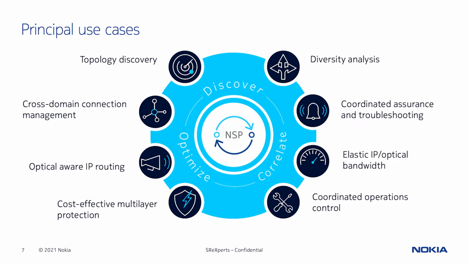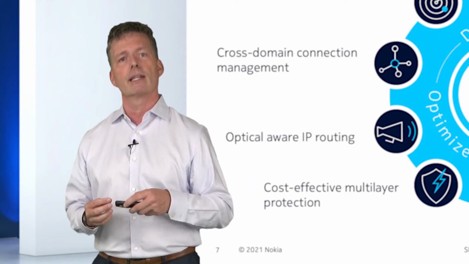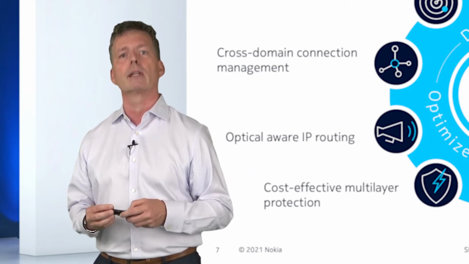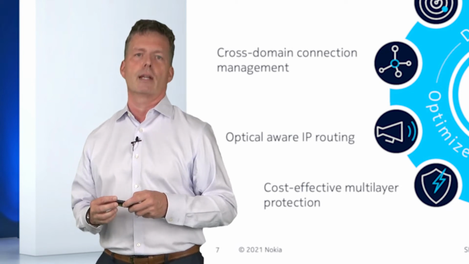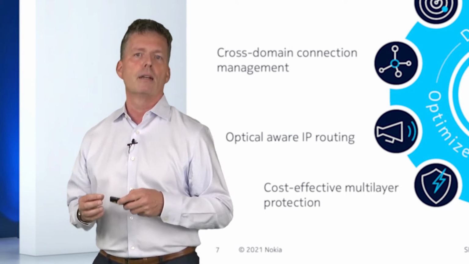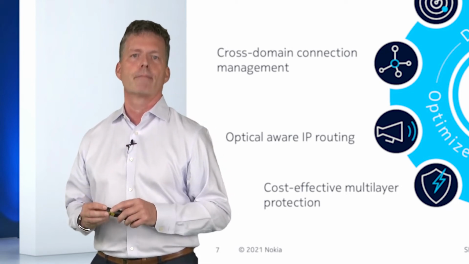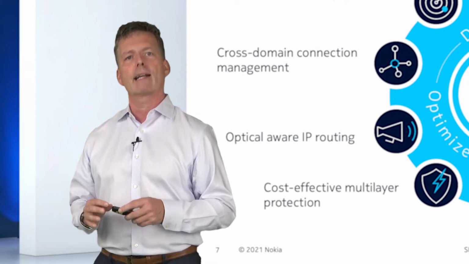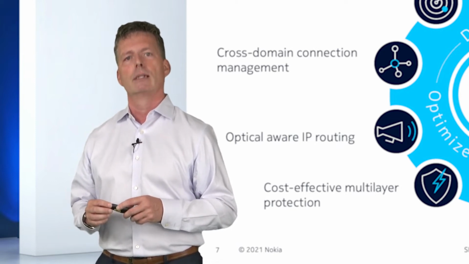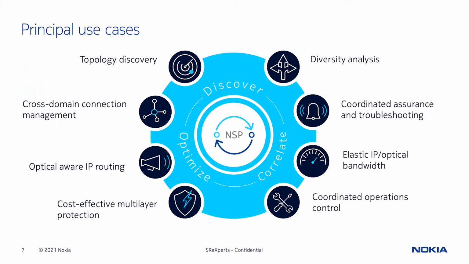With cross-domain coordination, we focus on business outcomes, which are implemented through use cases. The outcomes fall into three categories: discovery, correlation, and optimization. The discovery use cases provide insight and visibility into cross-domain topologies of networks. These use cases are non-intrusive and informational, and they're all about visualizing an accurate depiction of your network. So topology discovery and diversity analysis fall into this category.